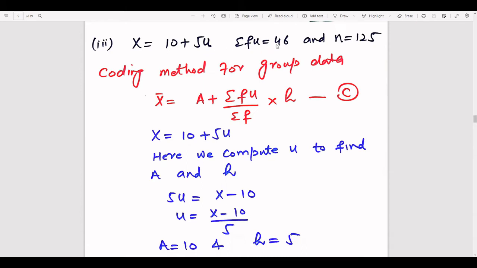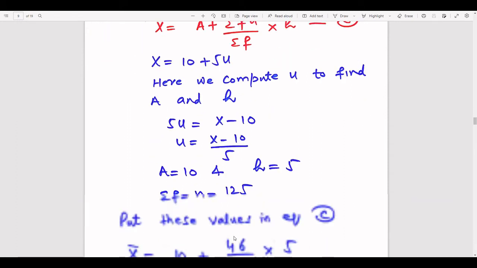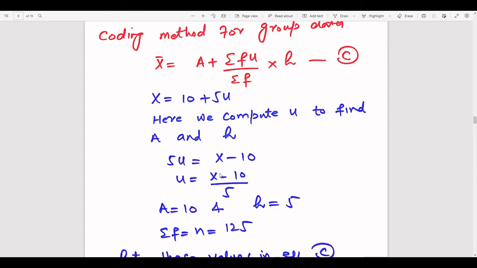And the third part is x is equal to 10 plus 5u. Summation fu is equal to 46 and small n, the number of observations, is equal to 125. As you know, in the presence of u, you can use only the coding method. So first write the formula for the coding method for grouped data: x bar is equal to a plus summation fu over summation f, multiplied by h. I write this equation with the name C. In the question, x is equal to 10 plus 5u. As you know, u is equal to x minus a over h. So you can find here a is equal to 10 and h is equal to 5.